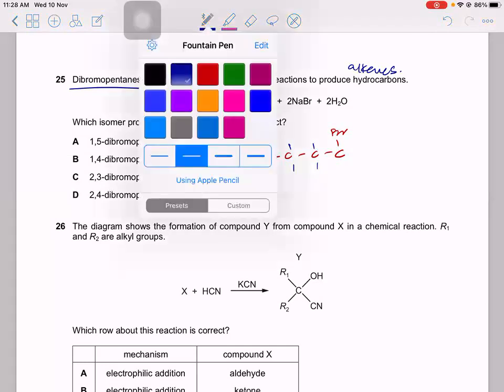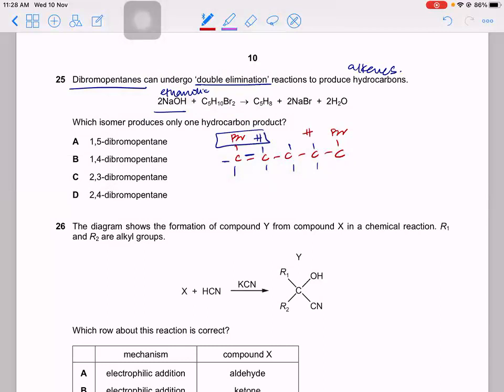Yeah. Then if this guy undergoes elimination right here, it will also give you what? Pent-1-ene or 5-bromopent-1-ene. Therefore, you're getting the same, one hydrocarbon only. The answer therefore is A. Clear?